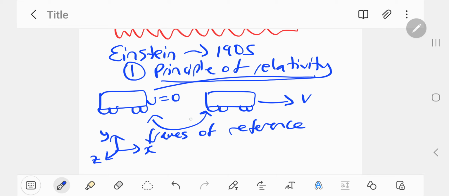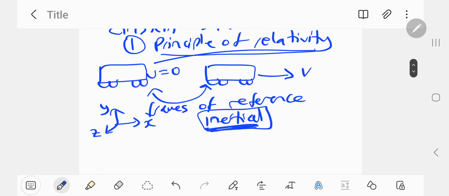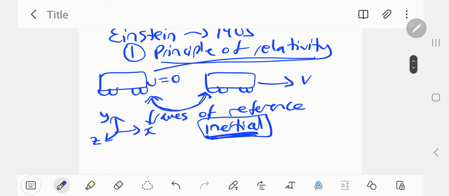So these two frames of reference are known as inertial frames of reference. Inertial comes from the word inertia, from Newton's first law of motion, which states that an object that's stationary or not moving, or an object that's moving at constant speed, will remain doing so unless acted upon by an external force. So in other words, if you leave things as they are, they'll continue doing whatever they're doing. So that's the principle of relativity. In all inertial frames of reference, the laws of physics are the same.